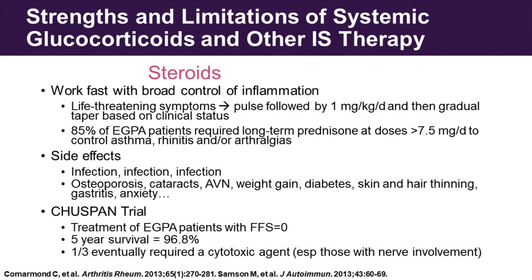So again, this is a lot of text, but really what are they? With these life-threatening diseases, you're going to pulse your patients, and then you're going to put them on a mg per kg of prednisone, and then you're going to try to taper it over time and see, based on their clinical symptoms and everything else going on, how you can bring it down. But a lot of these patients are still requiring significant doses of steroids long-term, long into their disease.